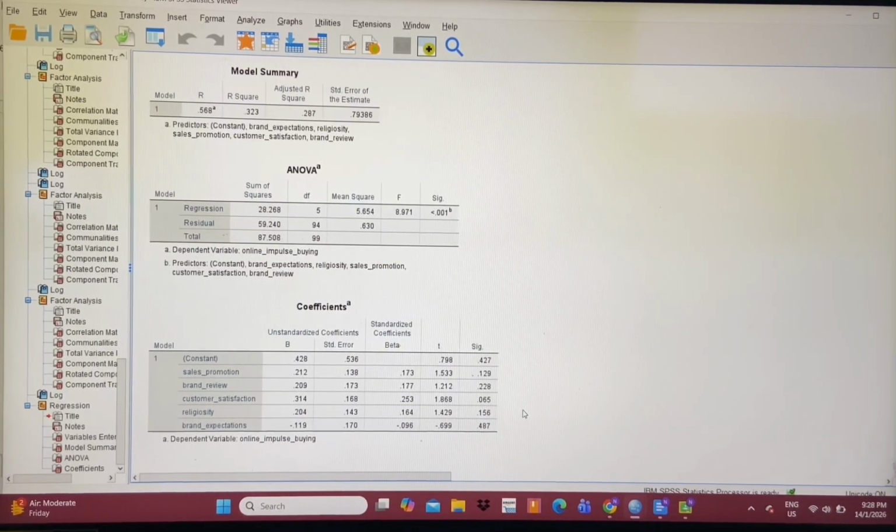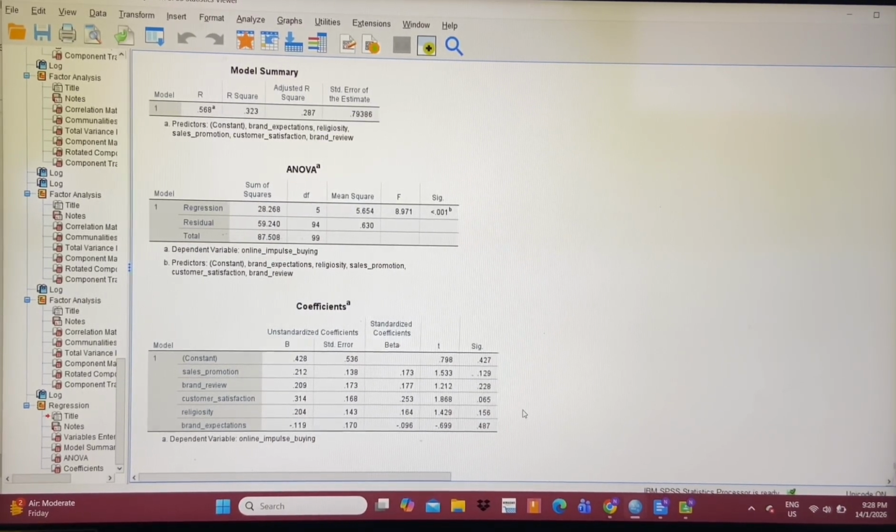For religiosity, it has a beta value of 0.164 with a P value of 0.156. This indicates that religiosity does not have a significant effect on online impulse buying. And the last one is brand expectation. It has a beta value of negative 0.096 and a significance value of 0.487. This shows that it is a negative but non-significant relationship with online impulse buying.